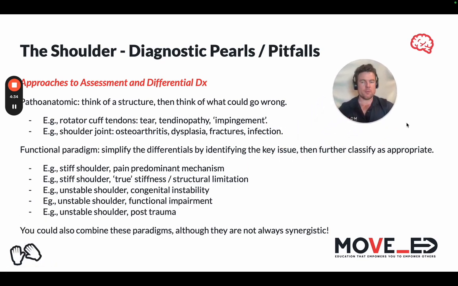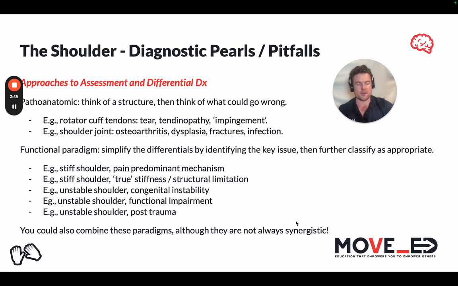Okay, so before we move on, I just wanted to talk about having an approach to formulating differential diagnoses in the shoulder, but this is an approach that you can use elsewhere as well. And just touching on some of the diagnostic pearls and pitfalls that are out there. So in terms of various approaches to diagnosing shoulder problems, one that I like to go with is a pathoanatomic approach. So thinking about the structures that are in the vicinity of the patient's symptoms, and then considering what could go wrong with those particular structures.